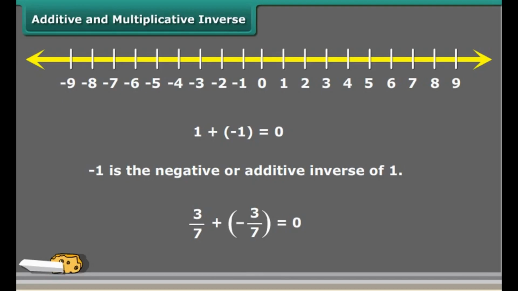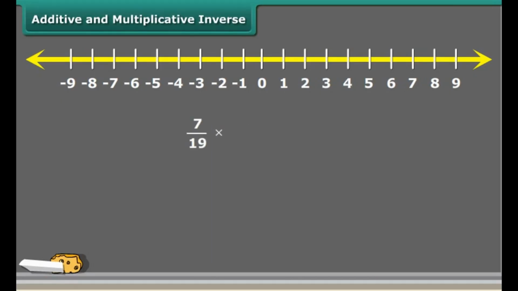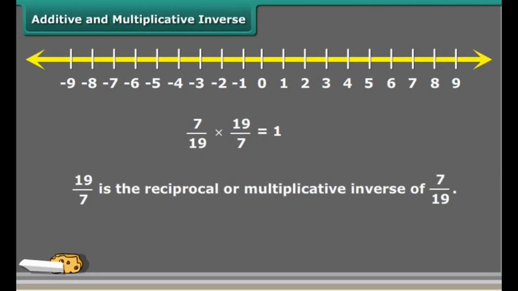Just think, by which rational number would we multiply 7/19 to get the product of 1? Obviously, it's 19/7, so as to get the product 1. So we say that 19/7 is the reciprocal or multiplicative inverse of 7/19.